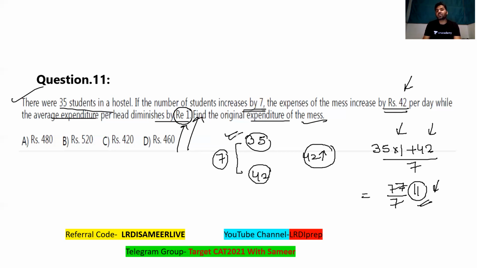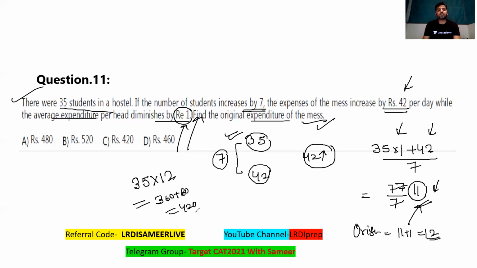Because this new average is one less than the previous average, the original average must have been 11 plus 1, that is 12. And if I want to find out the original expenditure of the mess, that means 35 students on average are spending 12 rupees. So total expenditure would be 360 plus 60, which is equal to 420. So the original expenditure of the mess would be option C. That is the correct answer of the question.